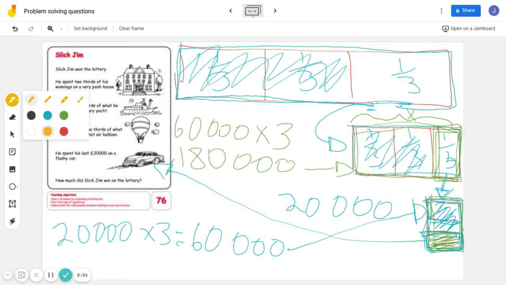So let's change the color one more time. And let's make a bit of space for myself. Or actually, let's not, because we need to work here. So I'm going to stick with yellow. So now we know what this block over here is worth. Okay, let me draw around it. This block is worth 180,000.